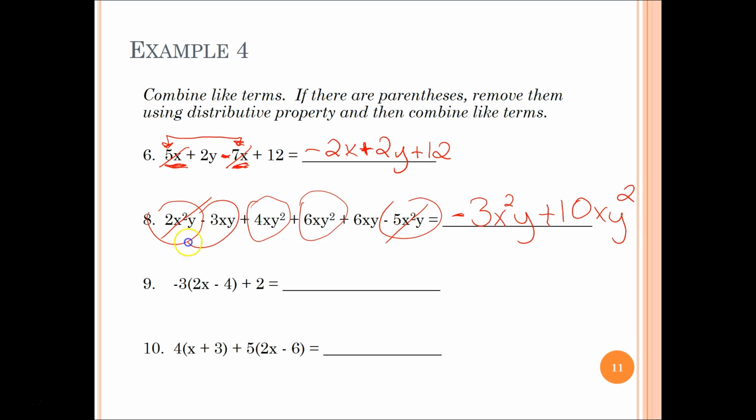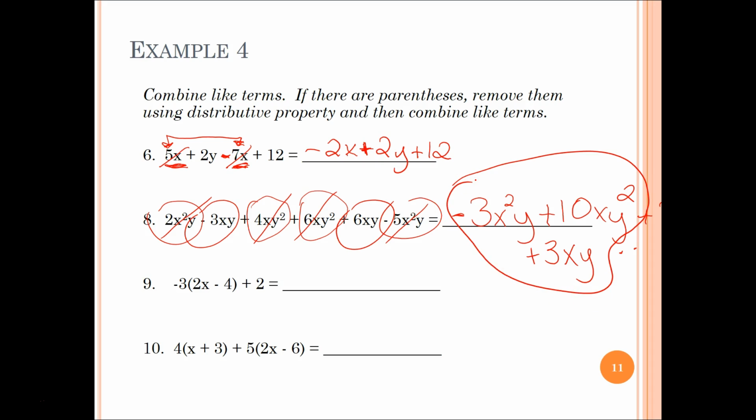Now we still have this minus 3xy. Oh, let me kill these guys. And this positive 6xy. So negative 3 plus 6, or easier, 6 minus 3 is 3. So it's positive. So we have a plus 3xy. So here's our final result: negative 3x squared y plus 10xy squared plus 3xy.